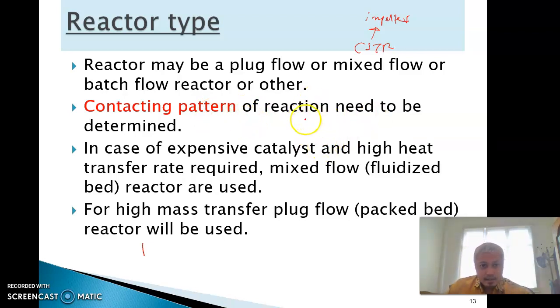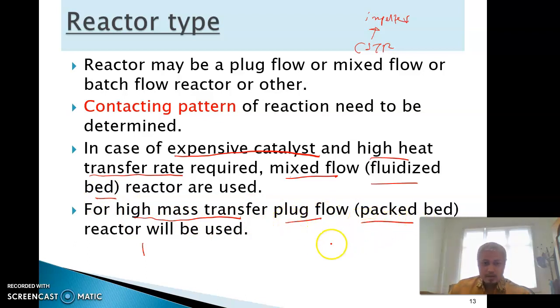And then the conductivity of reaction needs to be determined. We also have learned about this previously in a previous video. In case of expensive catalyst and high heat transfer rate required, mixed flow or fluidized reactors are used. For high mass transfer, a plug flow reactor will be used. So expensive catalyst and high heat transfer rate, we will use mixed flow or fluidized bed reactor. High mass transfer, plug flow or packed bed reactor will be used.